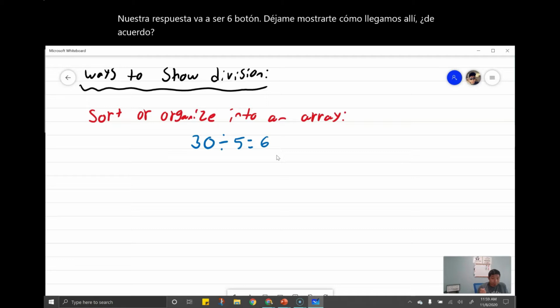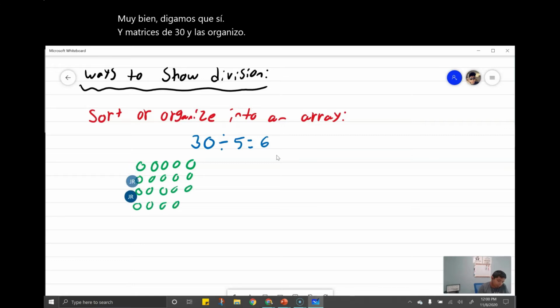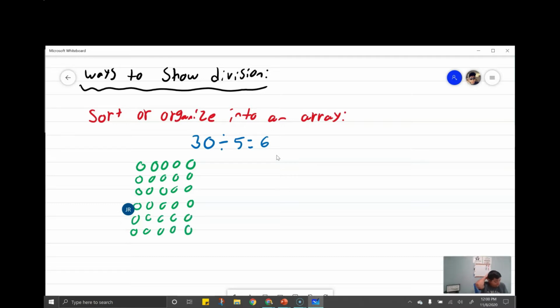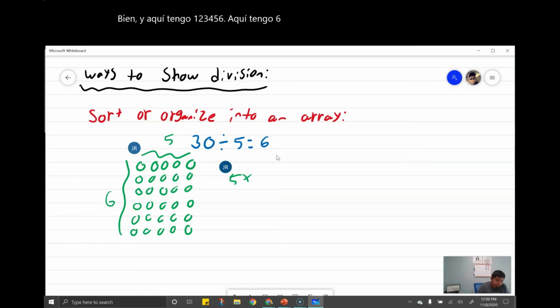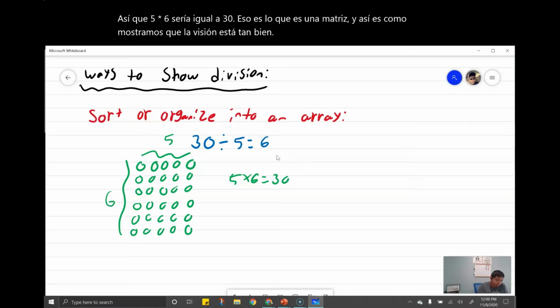Alright, so let's say that I have an array of 30 and I organize them. Okay, and here I have 1, 2, 3, 4, 5, 6. Here I have 6. And here I have 5. So 5 times 6 will equal 30. Now that is what an array is, and that's how we show that division is that, okay? Let's look at another way.